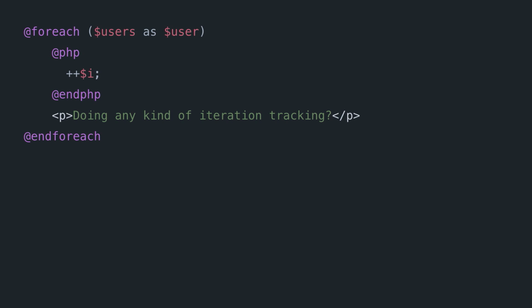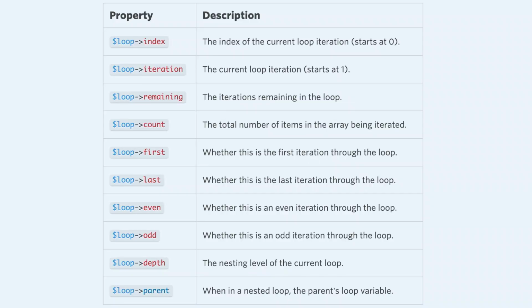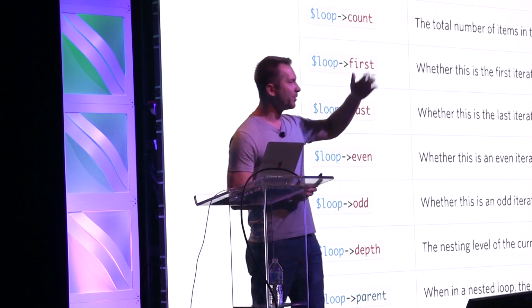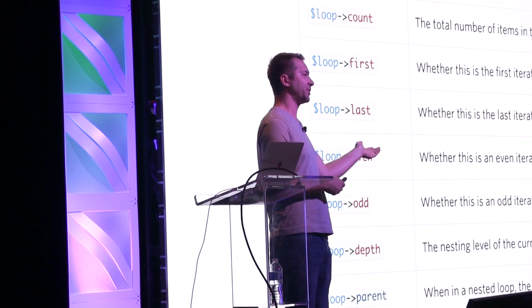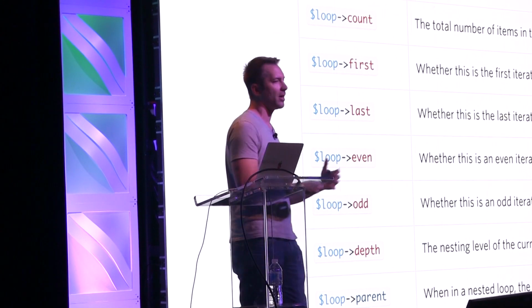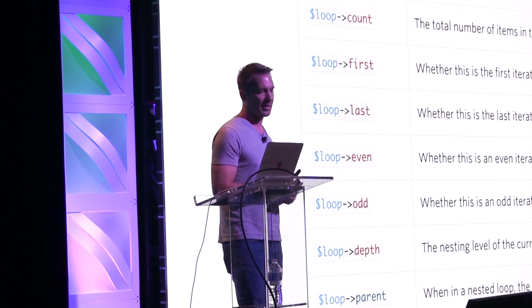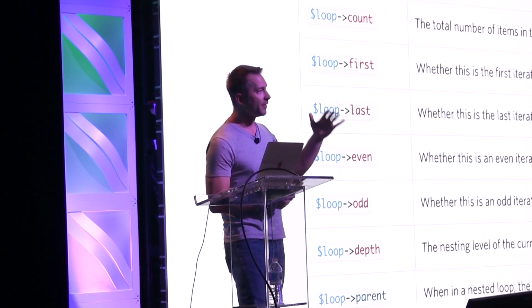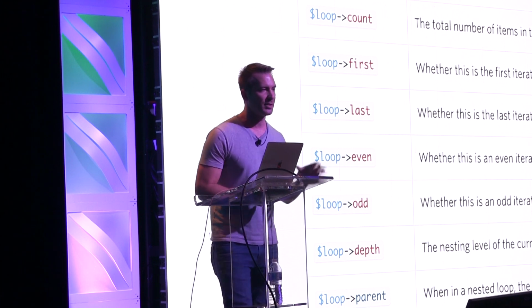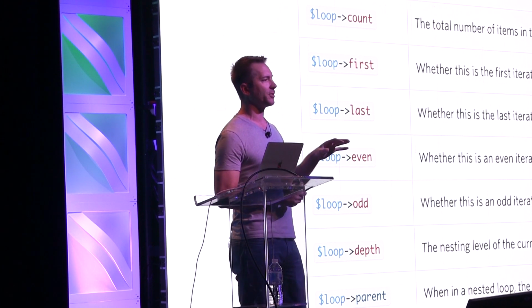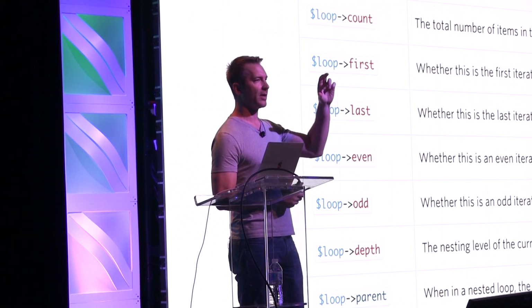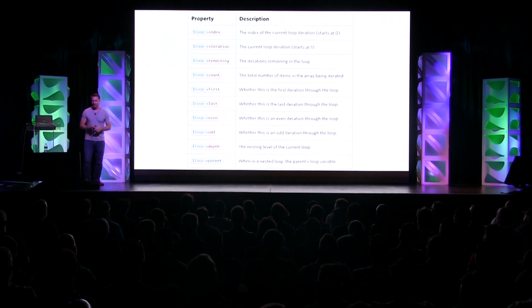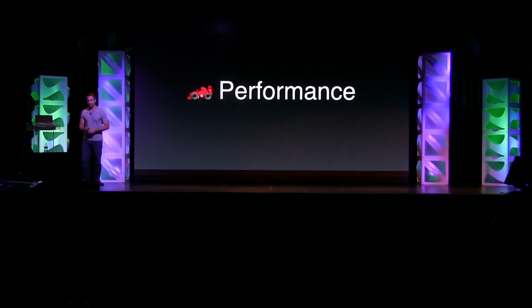And if you're doing any kind of iteration tracking inside of a loop, definitely check out the loop variable. It has all sorts of properties built into it, such as the total that you're on, how many remaining items you have, if it's the first iteration, the last iteration, an even iteration, an odd iteration, for zebra striping, for example. The depth, if you have multiple layers of foreach loops, this is all built in. You don't have to track it yourself, build it yourself. You have direct access to it inside of your foreach tag. So definitely keep that in the back of your mind.